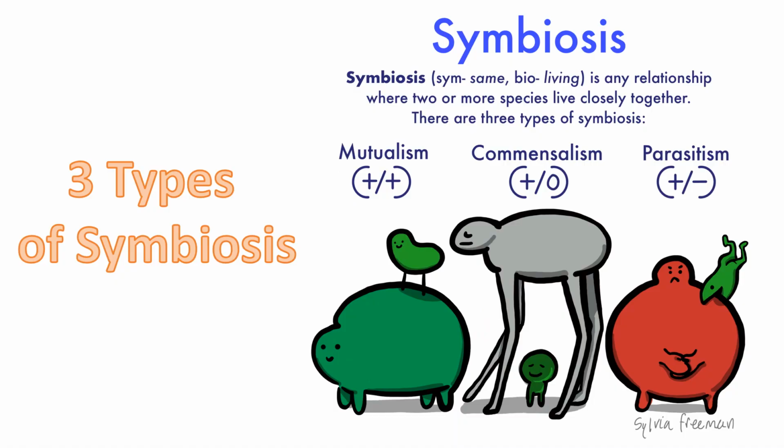All right, so there's going to be three kinds of symbiosis, and we've talked about this a little bit before, but we're going to make sure that you understand this. One is mutualism, two is commensalism, and three is parasitism. Go ahead and pause the video right here and write down those three types of symbiosis, and then we're going to talk about them.